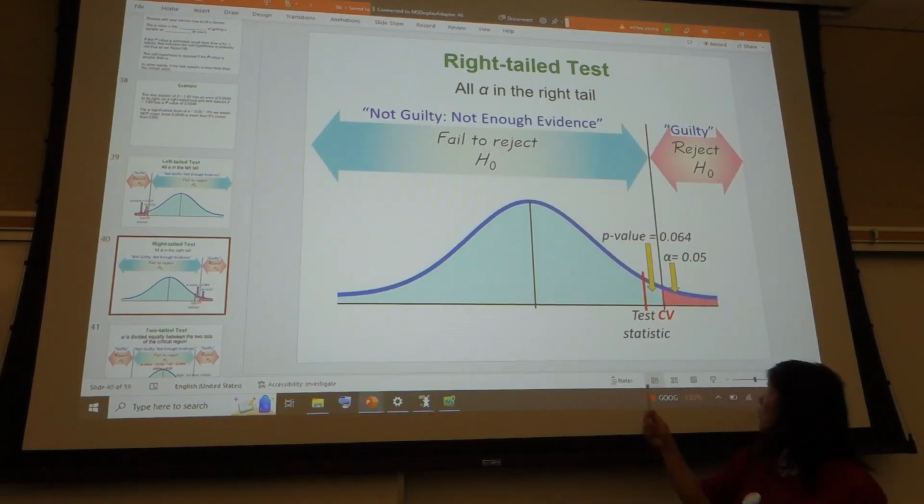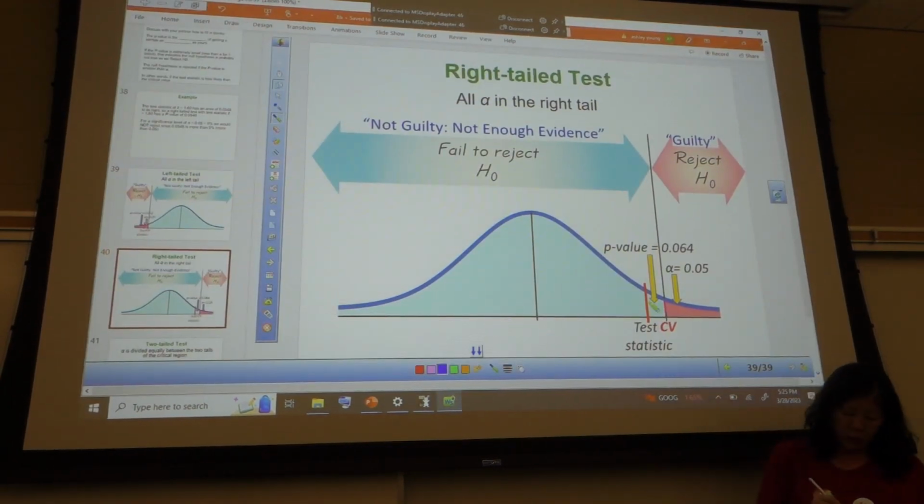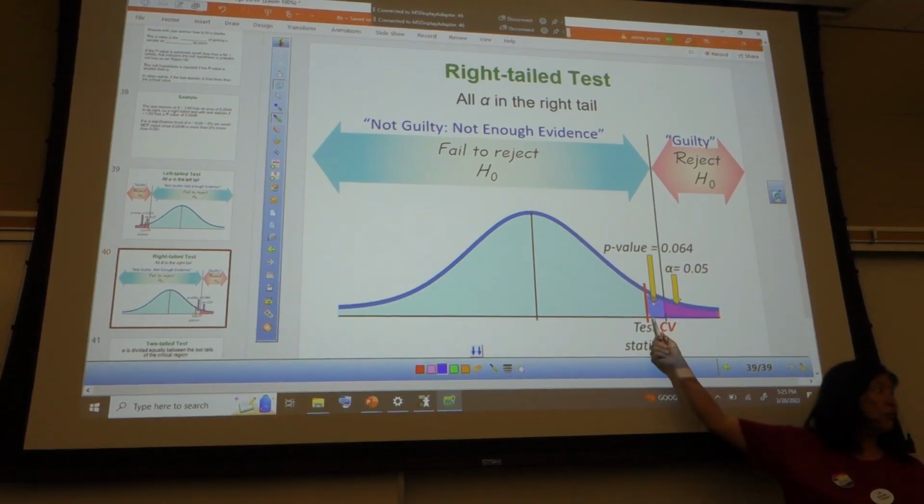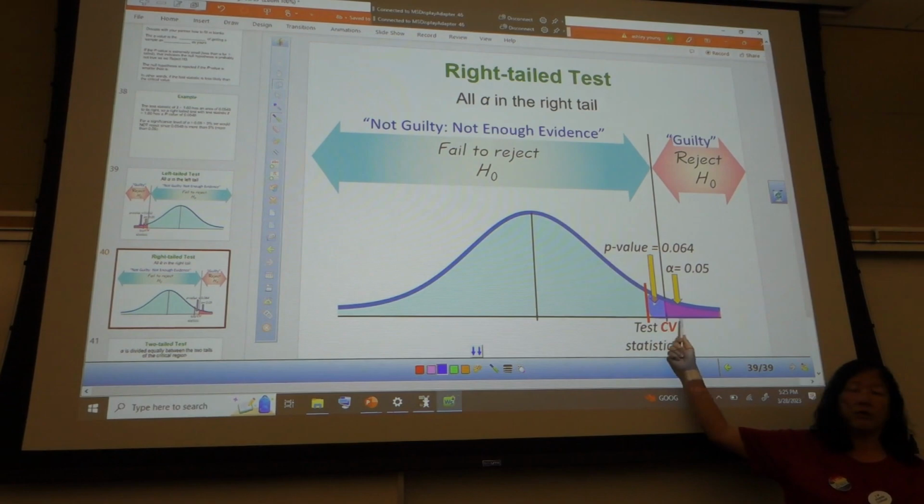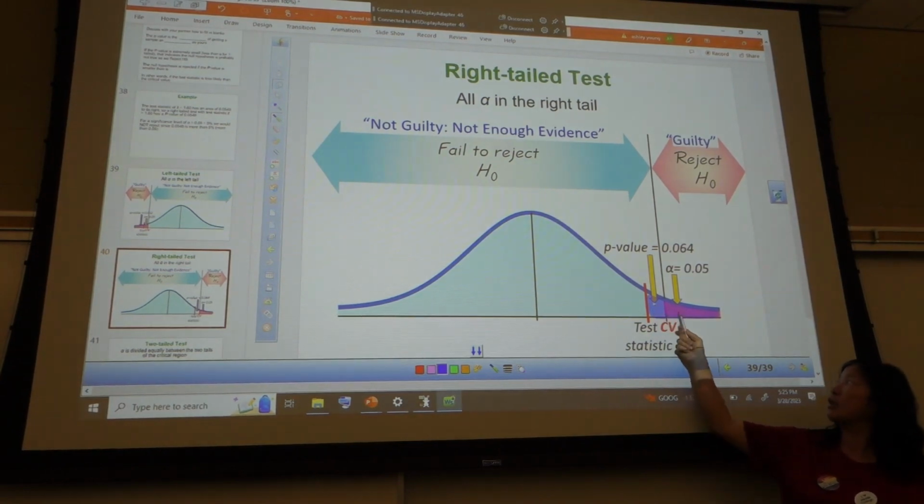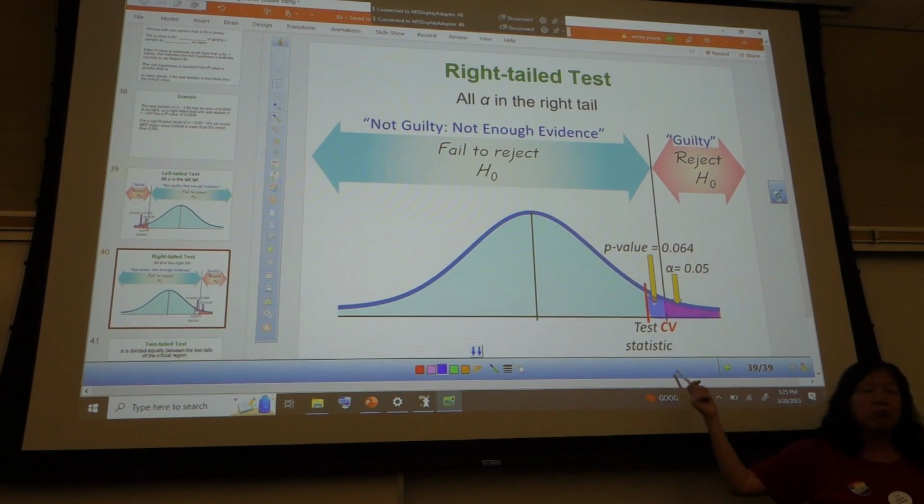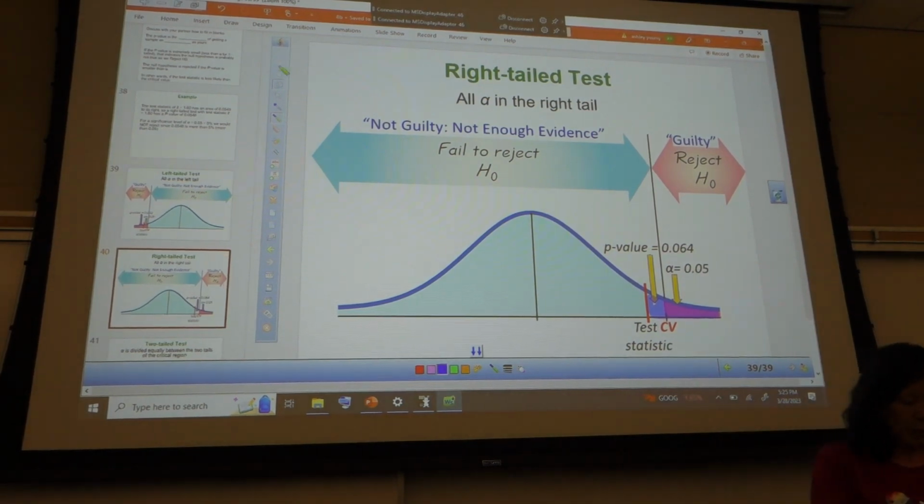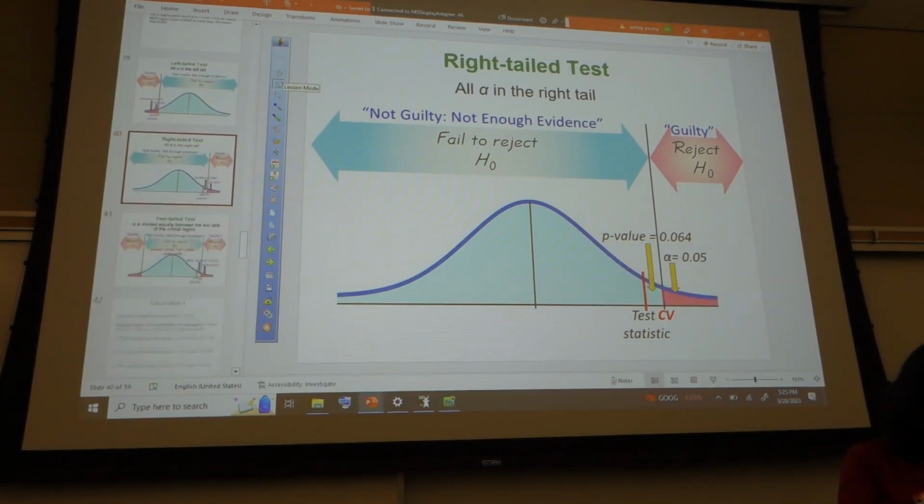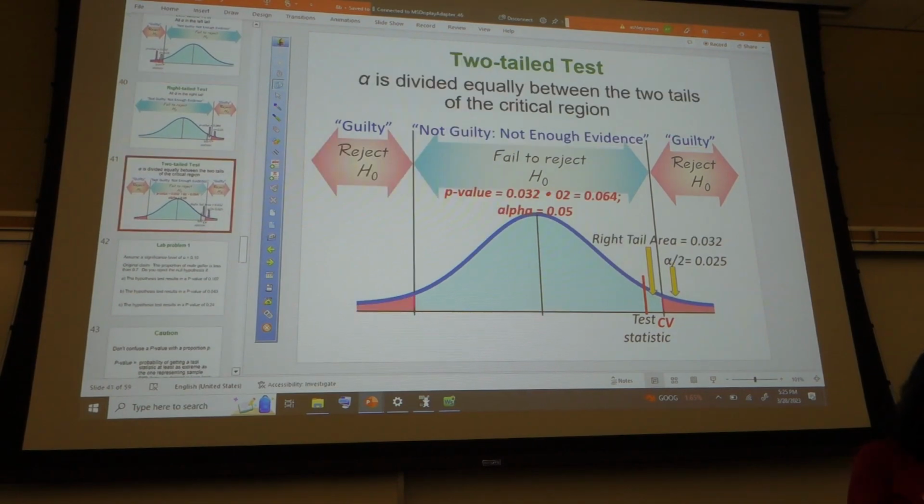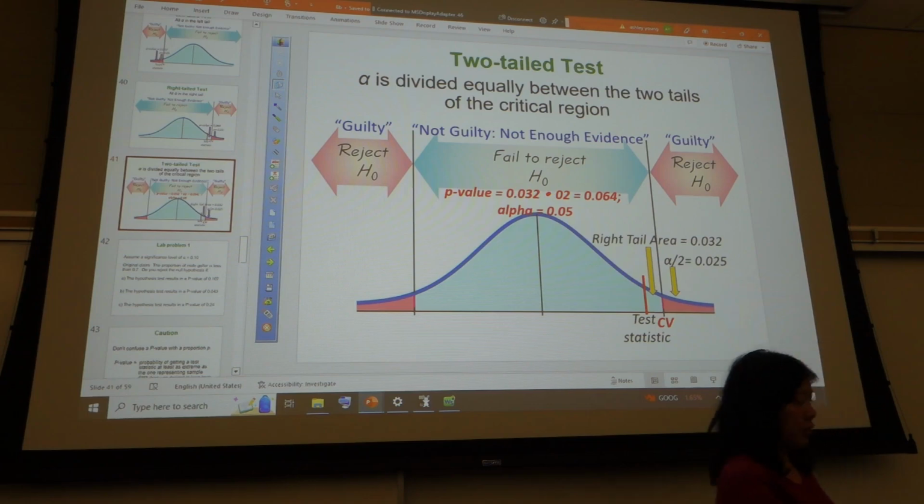Here's my test statistic. So this whole space here would be my p-value. Does that sort of make sense? The area to the outside of it. And you can see this is bigger than alpha. It's 0.064. It's bigger than alpha, so we would not reject H naught. If it's less than alpha, we reject the hypothesis.